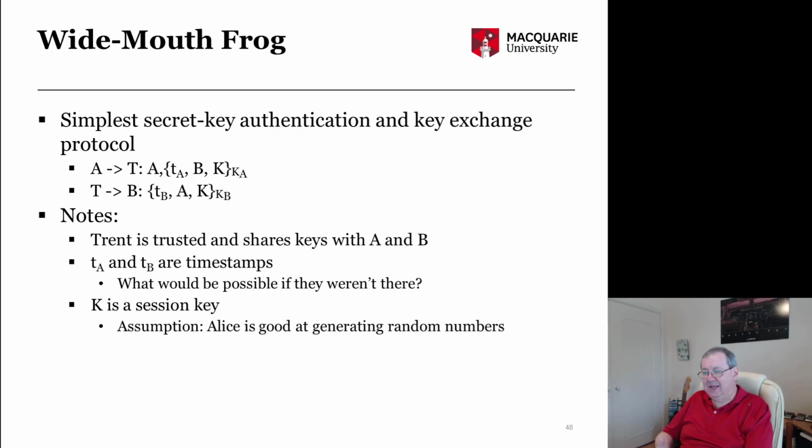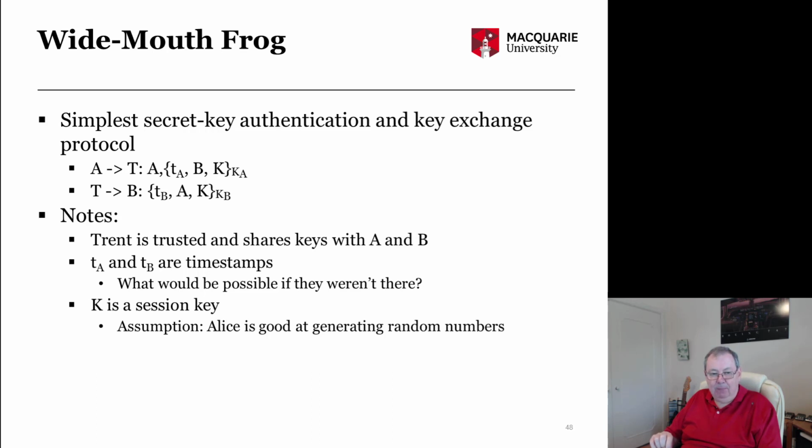So let's look at a simple example, the wide-mouthed frog. Okay? This is the simplest secret key, or symmetric, authentication and key exchange protocol. It was developed in the days before public key cryptography was invented. So what happens here is there's a trusted third party called Trent. And Trent shares various keys with Alice and Bob. Okay, so the protocol starts with Alice sending to Trent Alice, A, that's my name, and then she assembles three components.